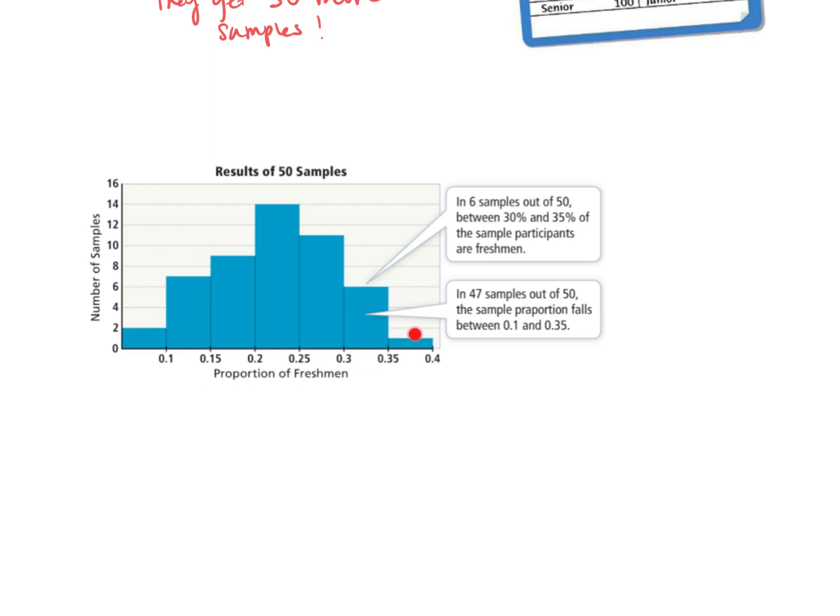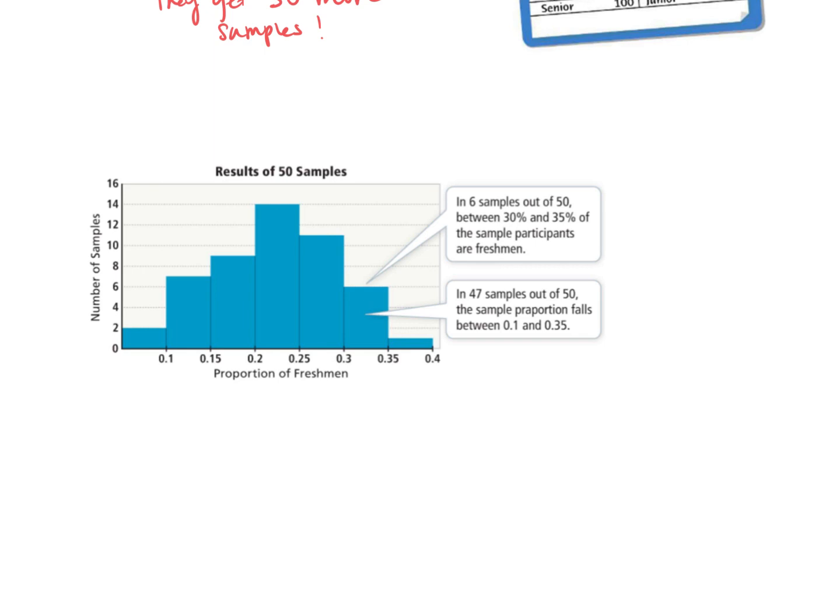So this is a histogram of multiple samples. Remember, in each sample we're asking 20 students what year they are in college and how far away their hometown is because they're away at college. Just to make sense of this, if we follow this straight across, we have 6 samples. So in 6 samples out of 50 total samples, between 30 and 35% of the sample participants are freshmen. Here's 30%, here's 35%.